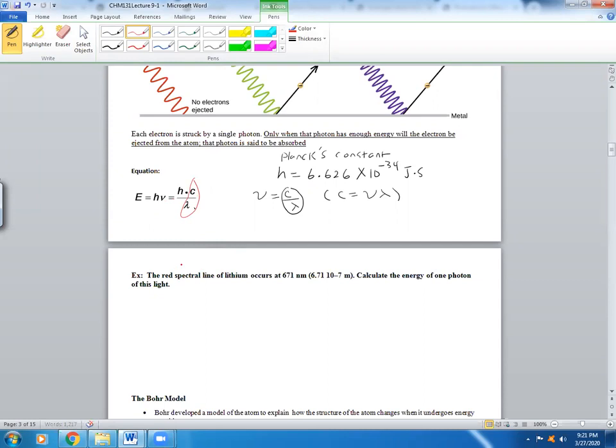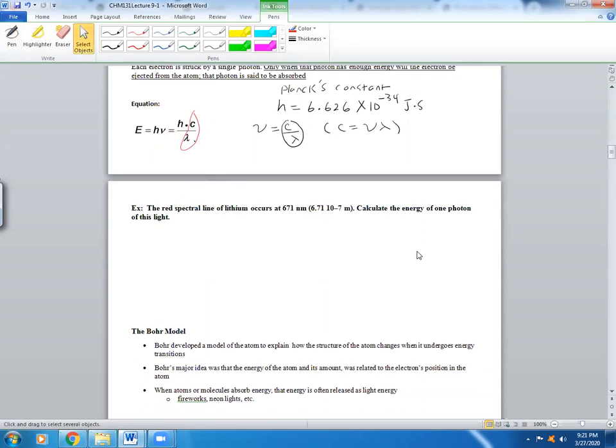Okay, so let's do a calculation on this. The red spectral line of lithium occurs at 671 nanometers. Now, it is given to you here in meters, but be able to convert on the test if I give you that. Calculate the energy of 1 photon of this light. Just 1 photon, small amount of energy. Okay, so let's discern which equation we should use. This form or that form.